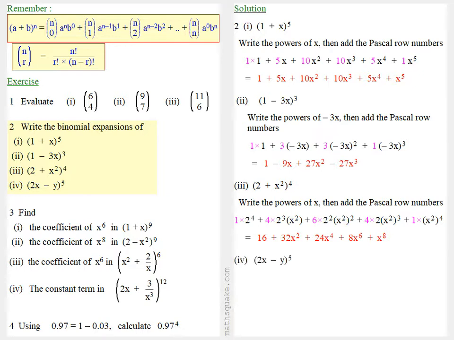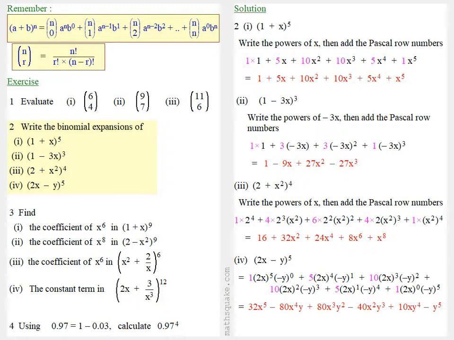And in part 4, we're asked to expand (2x minus y) all to the power 5. Well, if we expand it all in one go, the Pascal numbers will be 1, 5, 10, 10, 5, 1. So this will give us 1 times (2x) to the 5 times (minus y) to the 0, plus 5 times (2x) to the 4 times (minus y) to the 1, plus 10 times (2x) cubed times (minus y) squared, plus 10 times (2x) squared times (minus y) cubed, plus 5 times (2x) to the 1 times (minus y) to the 4, plus 1 times (2x) to the 0 times (minus y) to the 5. And that simplifies down to 32x to the 5 minus 80x to the 4 y plus 80x cubed y squared minus 40x squared y cubed plus 10xy to the power 4 minus y to the 5.